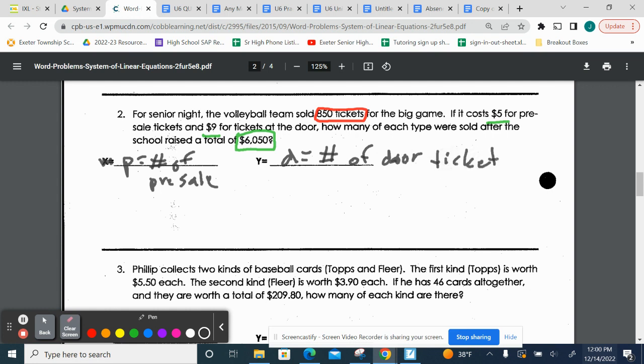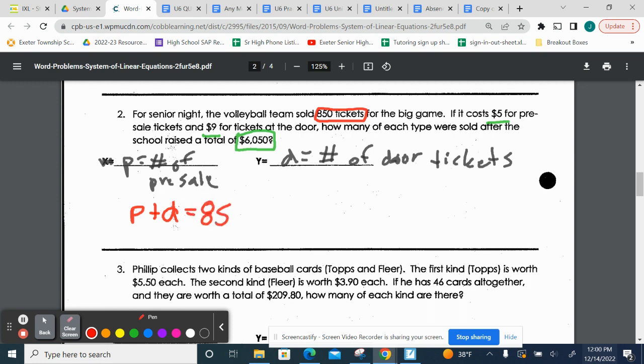So it's a little cheaper to buy your ticket ahead of time, right? If you wait until the day of the event, it's a little bit more expensive. So $9, that's the amount for the money. So there's your variables. And so I'm going to start with the 850 tickets. What is that made up of? Well, it's not made up of money, so all of the other information wouldn't really apply. The 850 is made up of two types of tickets, right? It's the pre-sale tickets, the number of pre-sale plus the number of tickets at the door is 850.